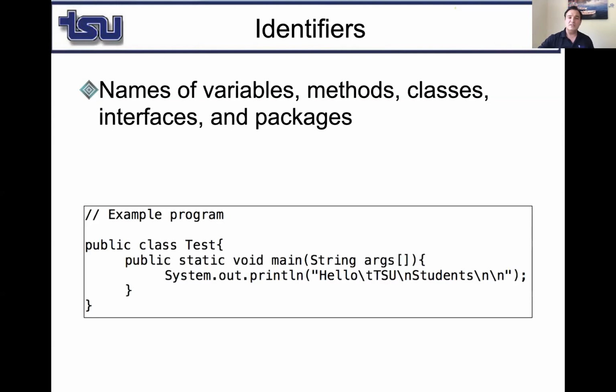For example, here, Test is the name of the class. Main is the name of a method. System is the name of a class. Println is the name of a method. Out is the name of an object. We will see later. I don't expect that you understand this at all. String is the name of a class. Args is the name of a variable.